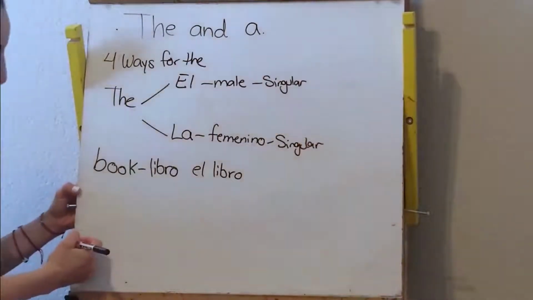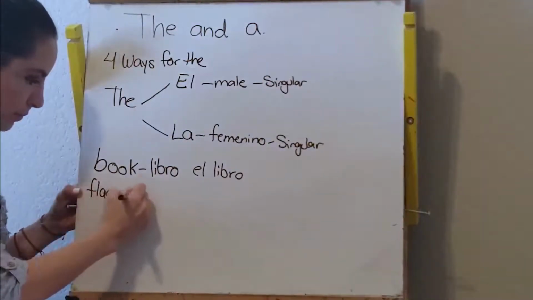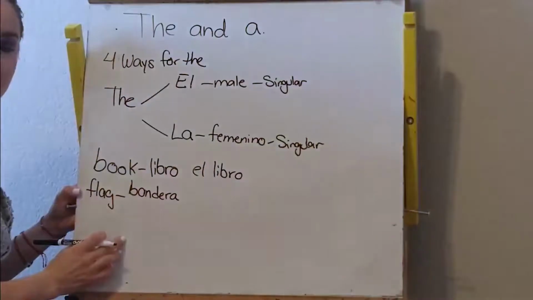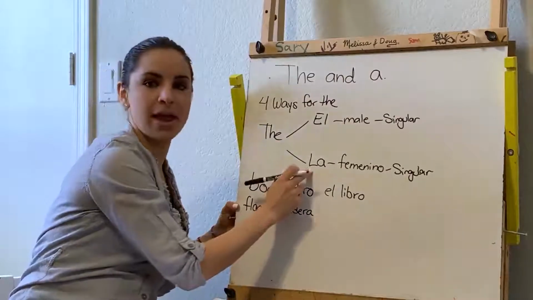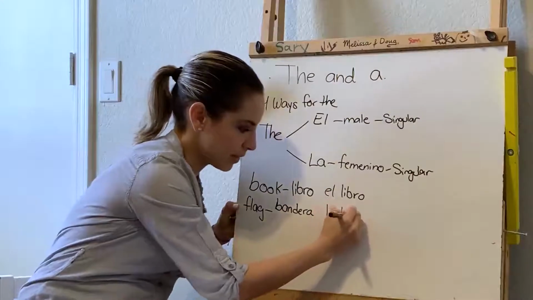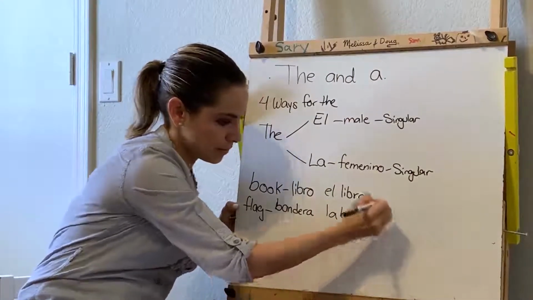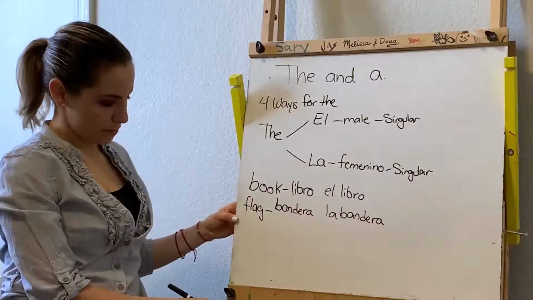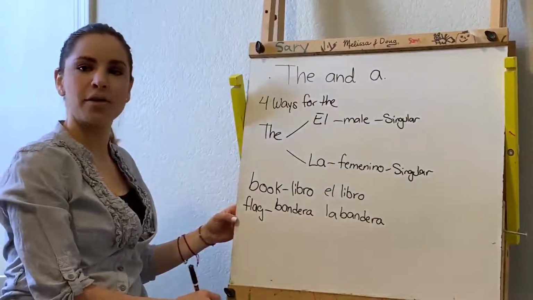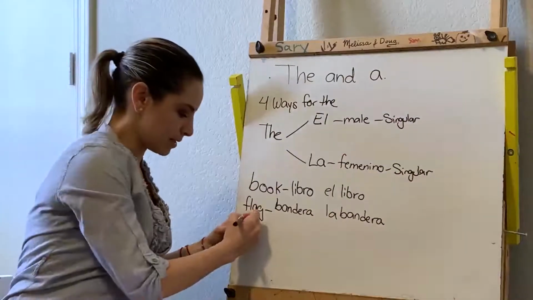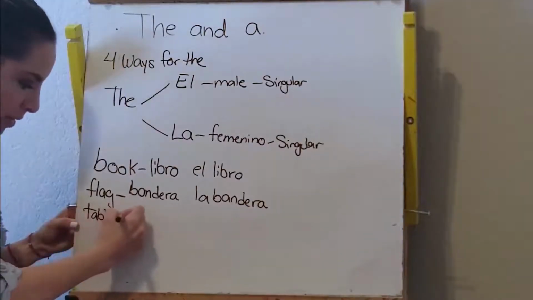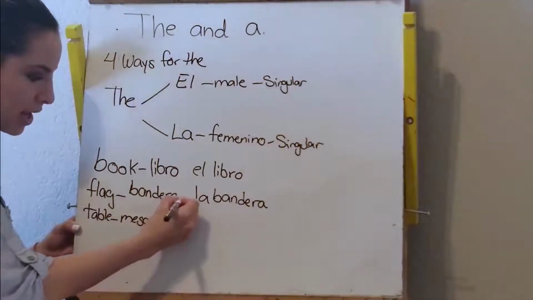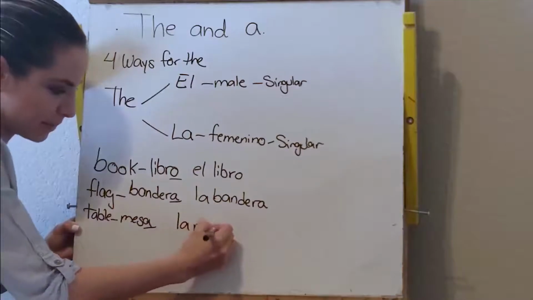Bandera, flag. Bandera. It ends in letter A. La bandera. La bandera. Okay. We have a few more. Mesa. Mesa, table. How do you say it? La mesa. Because we have a letter A at the end. La mesa.